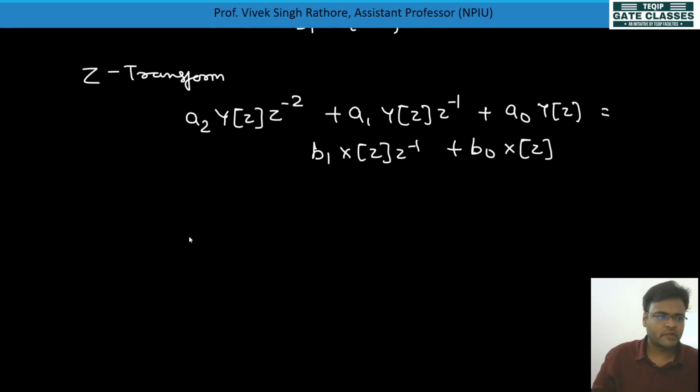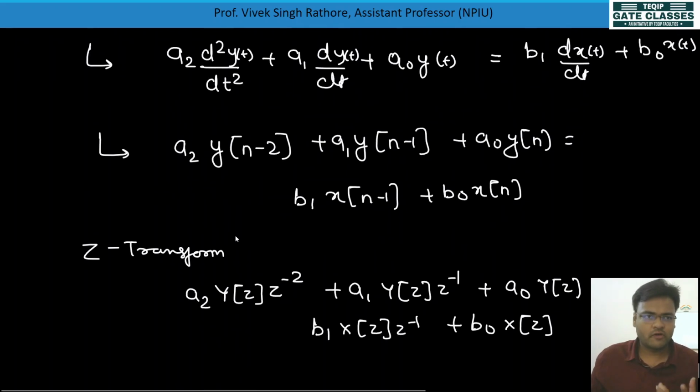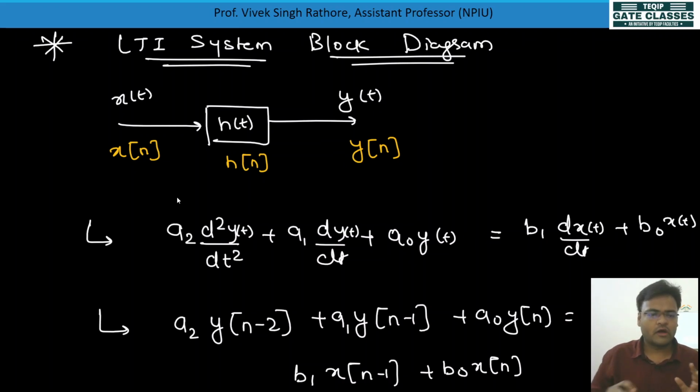Can we take something common? See what I am doing, if you are not getting it: I am taking a standard differential equation, and this differential equation corresponds to a system, with an impulse response or output response. In Hindi I will say, this is a system in which x(t) is the input, h(t) is the impulse response, y(t) is the output, or x(n) is the input, h(n) is the impulse response and y(n) is the output. Now what we are going to do is write this equation mathematically.